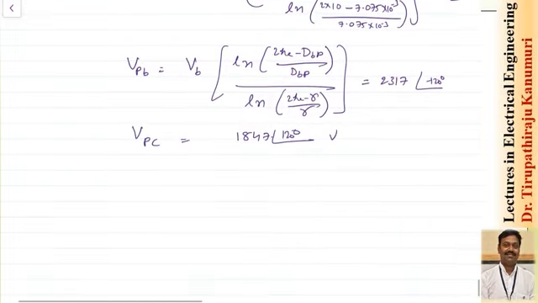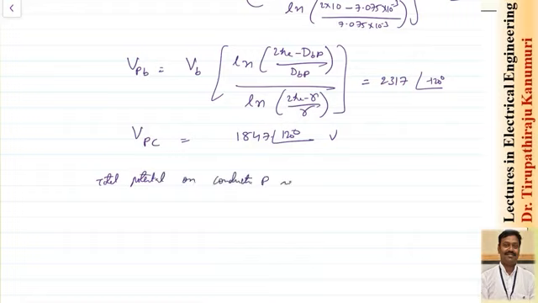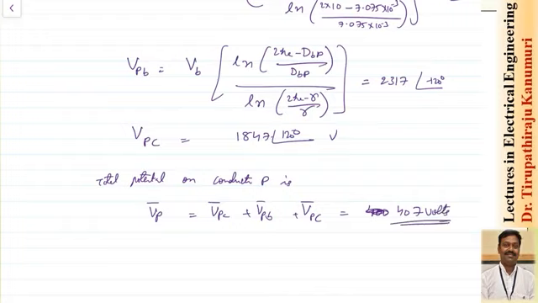So, we can calculate the total potential on conductor P, which will be equal to VPA due to A, plus VP due to B, plus the potential of P due to C. If you take the vector sum of this, you will get 407 volts with the angles. So you can see here the voltage is not nullified.